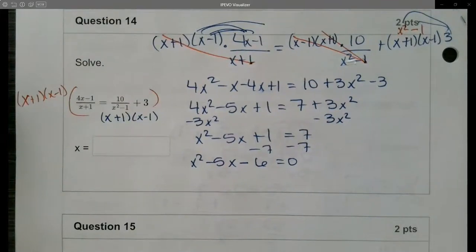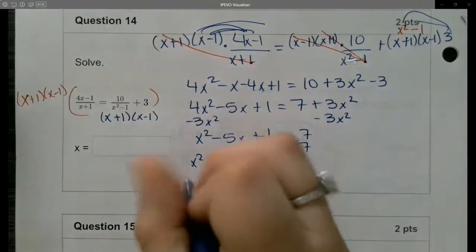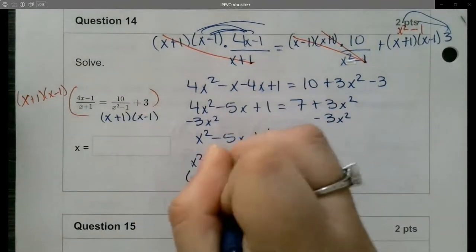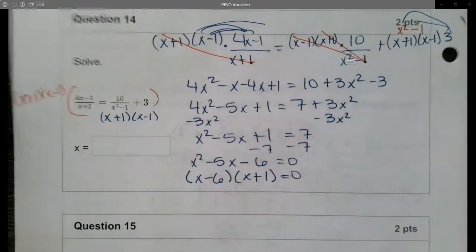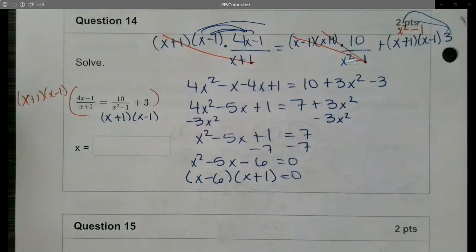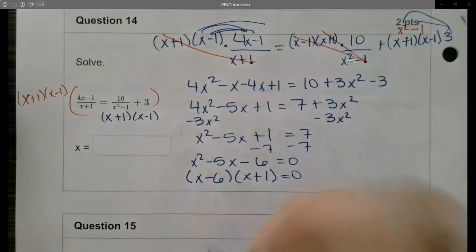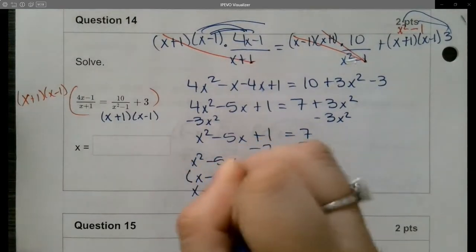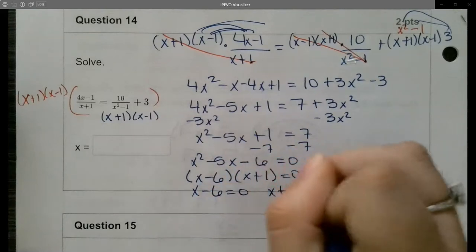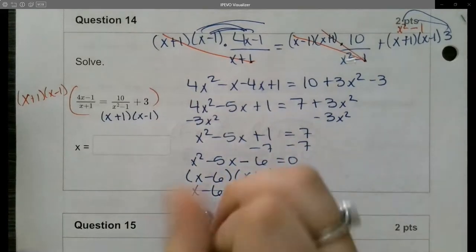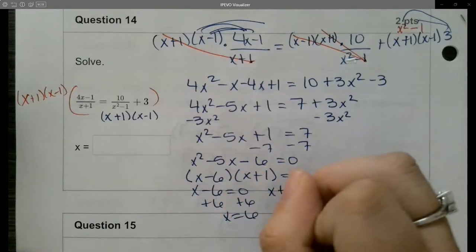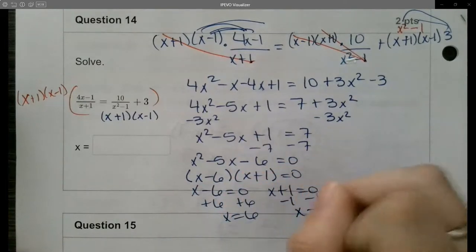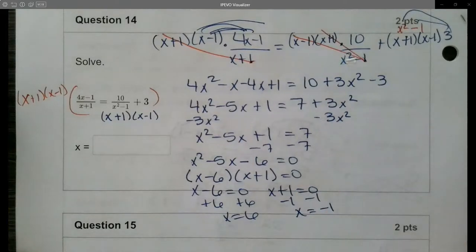I'm looking for what multiplies to negative 6 and adds to negative 5. This is negative 6 and positive 1. Then I want to go ahead and set my factors equal to 0. So I'm going to have x minus 6 equals 0, x plus 1 equals 0. This first one I add 6 to both sides, I get x equals 6. Second one I subtract 1, I get x equals negative 1.